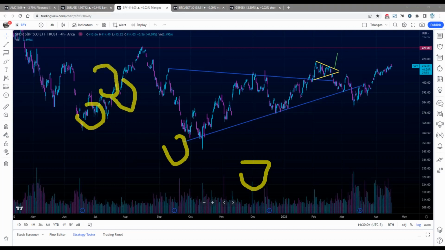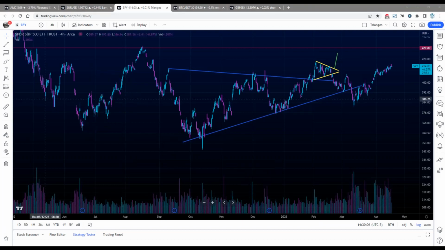When we see price diverging into a triangle format and its development, we know at some point price must break out of this triangle. So as this triangle develops and price gets pushed farther and farther into this apex, we know that sooner or later it's going to break out.